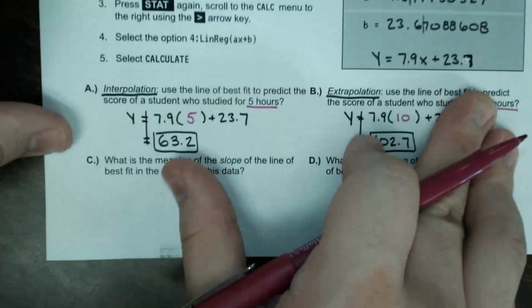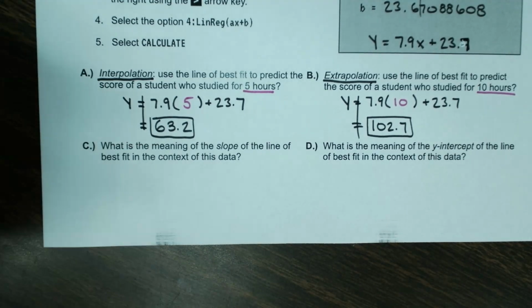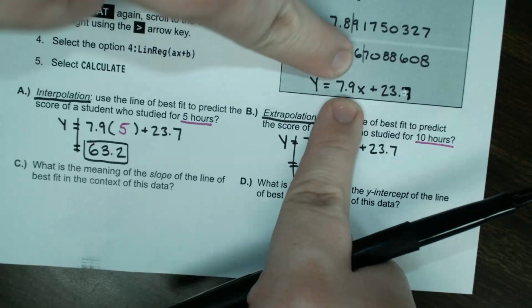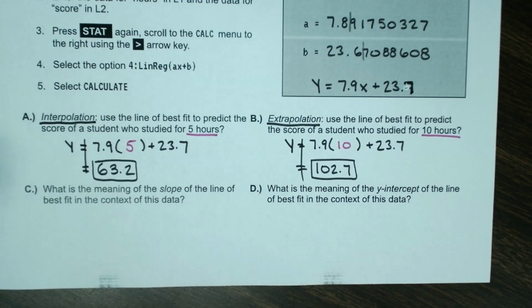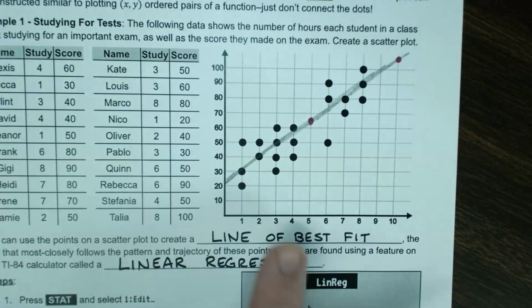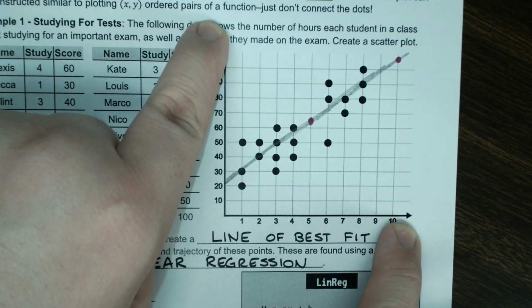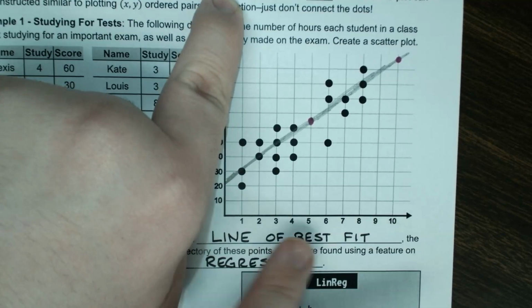Okay, scrolling on down. C and D are the hardest types of questions because they're asking you to interpret stuff. C says, what is the meaning of the slope? First off, what is the slope? 7.9, very good. So, the slope is always referring to how much the y values change as the x values go up. So, the x values is how many hours studied, and the y value is your score. The slope of 7.9 says your score goes up by about 7.9 points for every hour studied.